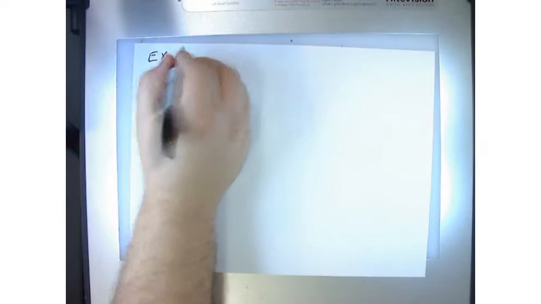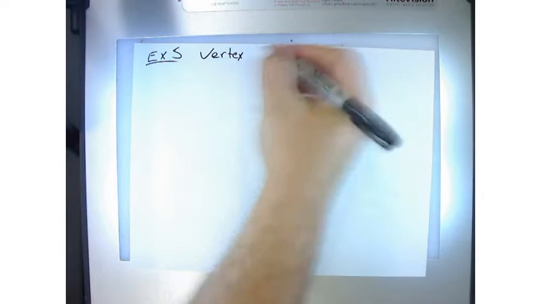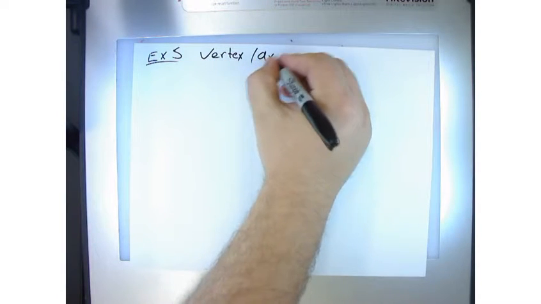When we talk about a quadratic function, there is always a vertex and an axis of symmetry.